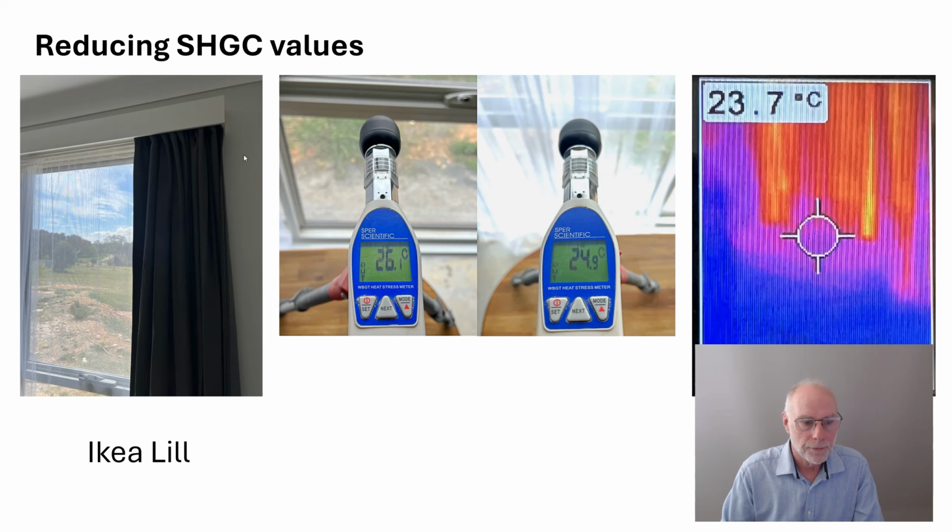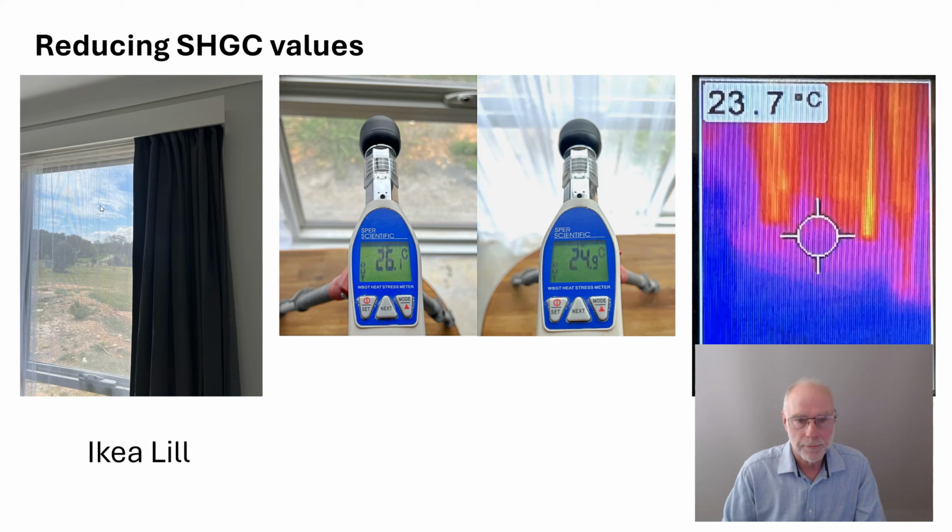This slide has a lot of information on it. Firstly, over here, there are the winter block-out curtains to reduce the U value of the window. Next to it, we have the net curtains shut, and you can see straight through to our lack of landscaping. These curtains don't block out the view. You can see straight through them. They are sheer curtains.